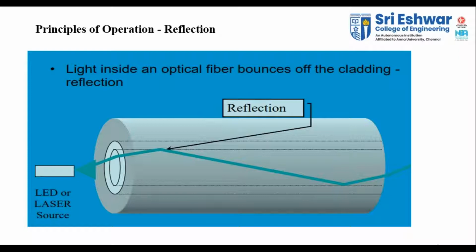So what is there at the next level? It cannot go inside the cladding. That is the reason for total internal reflection. I will show it in a video. You will be able to understand what total internal reflection is, and why it is not able to enter into the cladding. That is because of the critical angle.